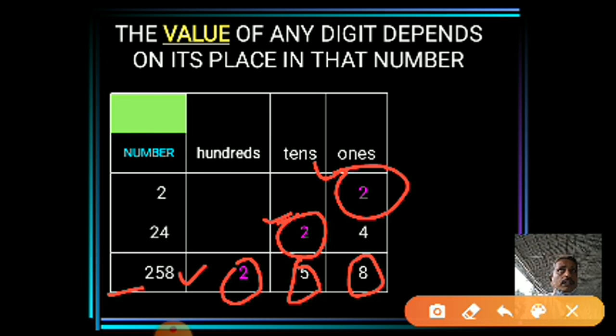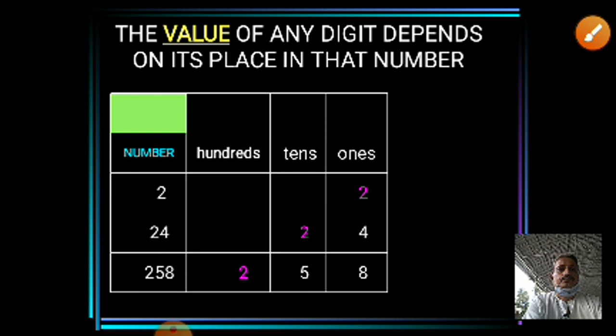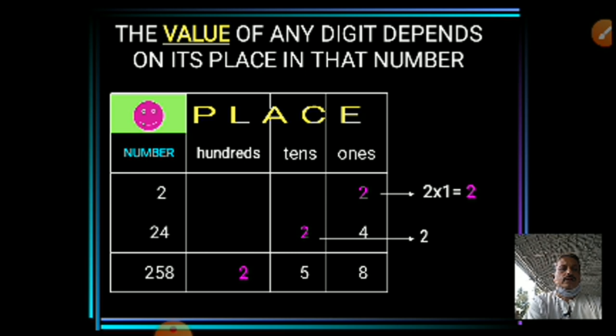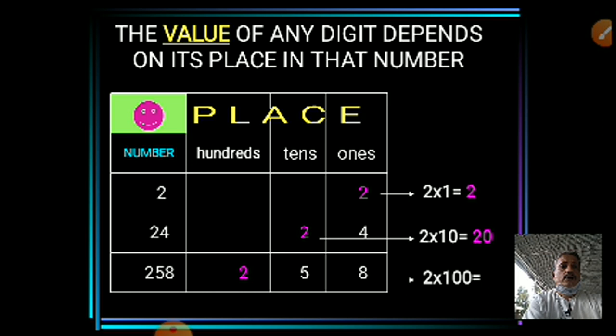So 200, 20 and 2, the value is different, the number remains the same, 2. It is called the place value. That means 2 into 1, that is 2 ones are 2. Now place it in the tens, so 2 into 10 gives you 20. In the same way 2 into 100, because 2 is lying under the 100 place. So 2 into 100 will make 200. Good.